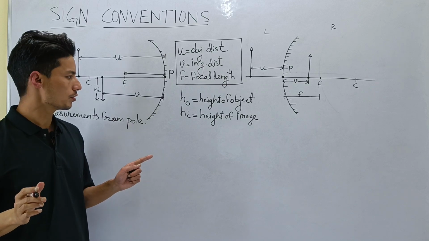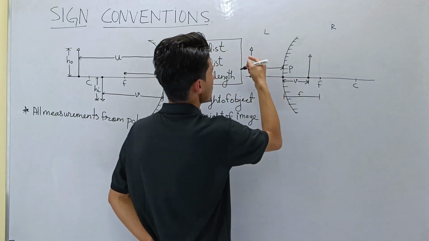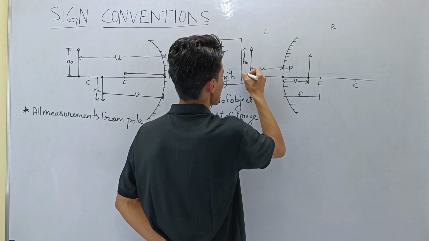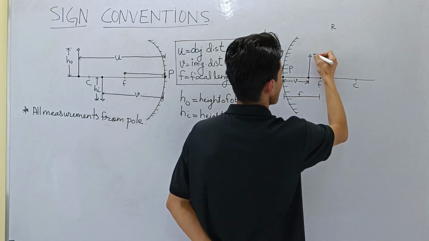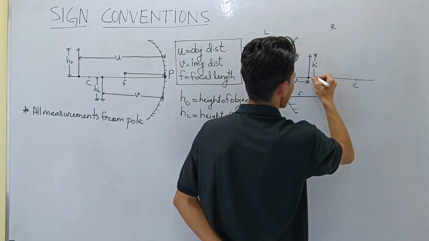I hope you are all following so far. Now let's go here and mark it also. So this is the object. So HO will be here. HO is here. All right. Then image is here. So this will be HI.